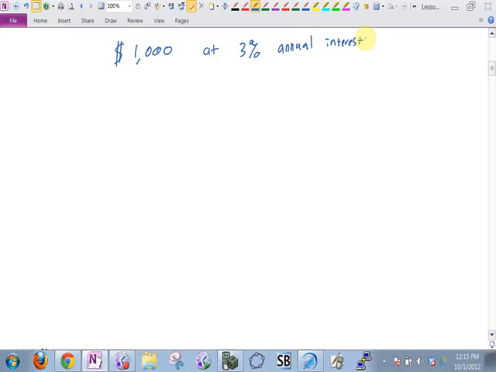Then, how much money do I have at the end of 1 year? So how would you calculate that? How do you calculate an increase by 3%?